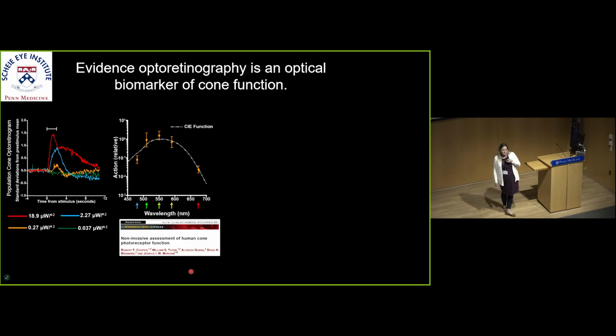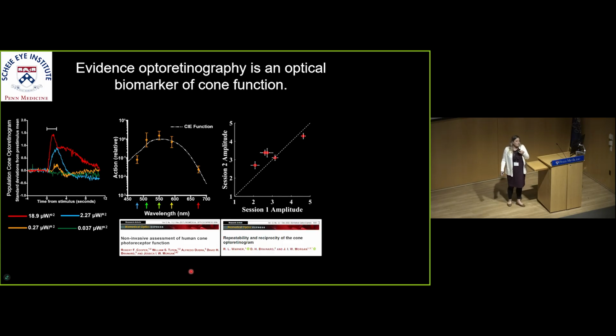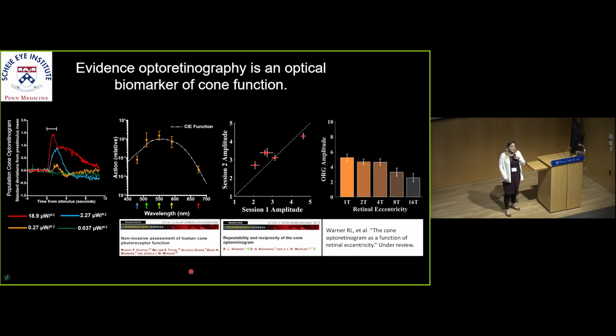We then varied the stimulus wavelength in order to show that the population cone optoretinogram action spectrum matched the human photopic luminosity function, or the spectral sensitivity of the eye. If we want to have a biomarker for function, it will need to be repeatable. And so we undertook a study to show that this ORG amplitude was repeatable both within and across sessions for our subjects. And more recently, we've now been looking at the different responses that you get at different retinal eccentricities, so studying how the ORG changes in different areas over the macula.